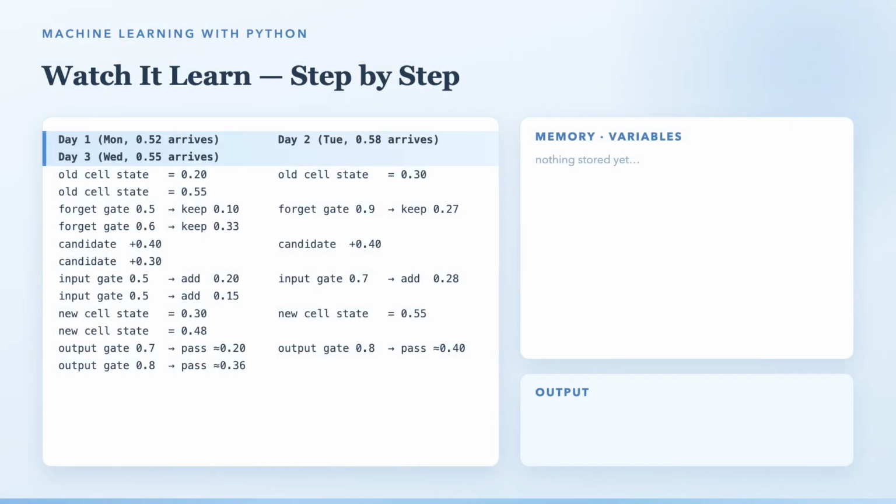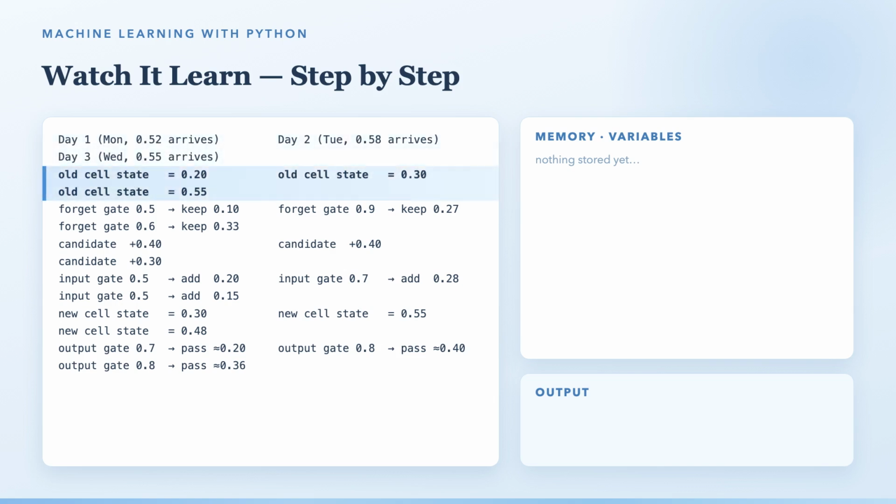Let's slow everything down, and pass 3 real days through one cell. You can check every number. Monday arrives. The stream holds an old memory of 0.20. First, the forget door. Today it opens halfway. The forget gate is 0.5. Half the old memory returns to the river. 0.20 times 0.5. 0.10 remains.